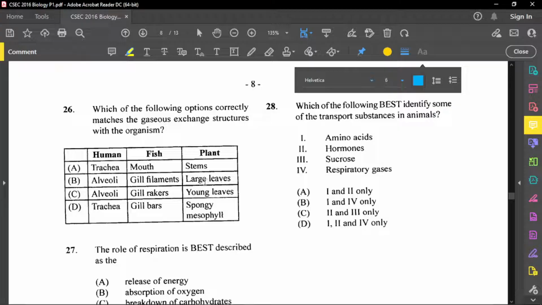So you go to leaves, and large leaves are better than young leaves because young leaves do not have properly developed stomata and so on. And they are very thin. And so a lot of factors affect young leaves in terms of gaseous exchange. So definitely B for 26 is the best option right here, all right? Now 27.